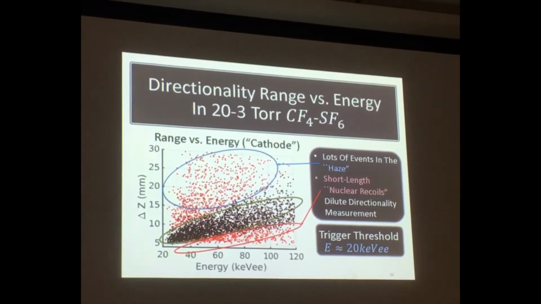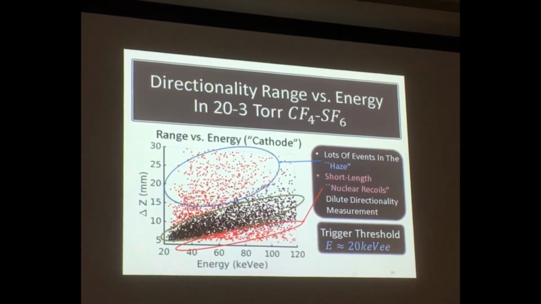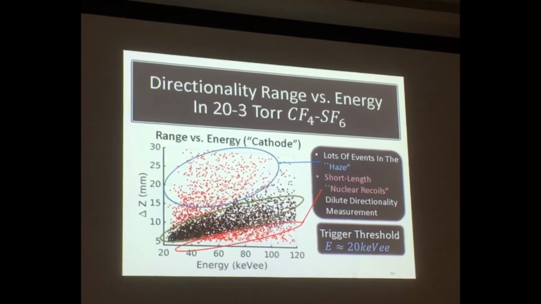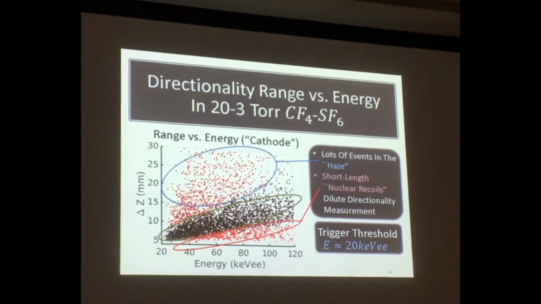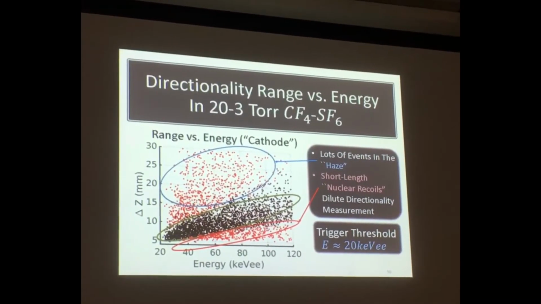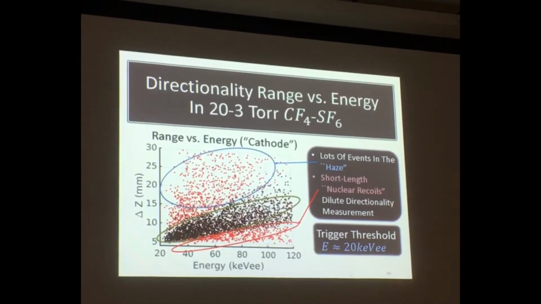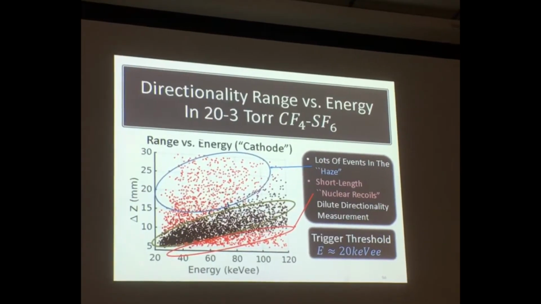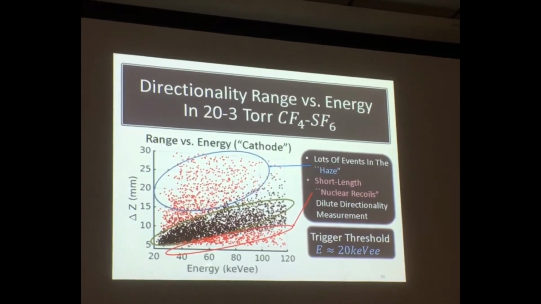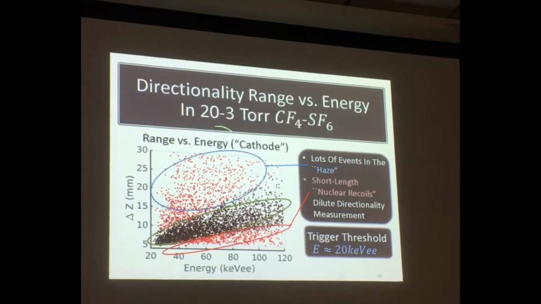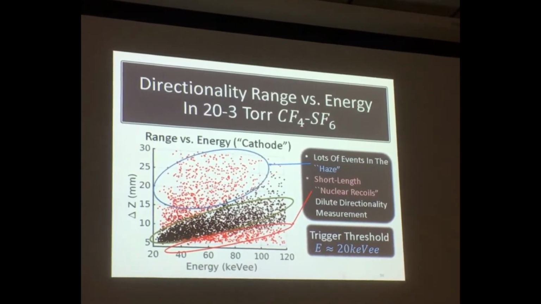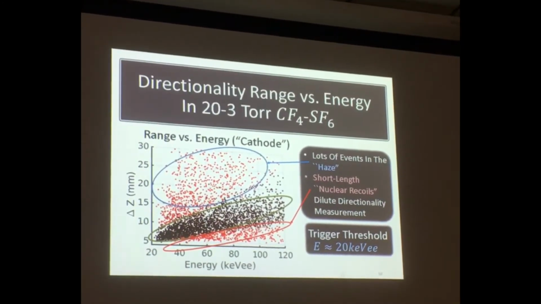And so what we think they are is neutrons interacting in the acrylic of our detector and liberating a proton that recoils through the entire width of the detector. So those events would be really long at a given energy. That means they would reside up in this region, and so that's this haze.